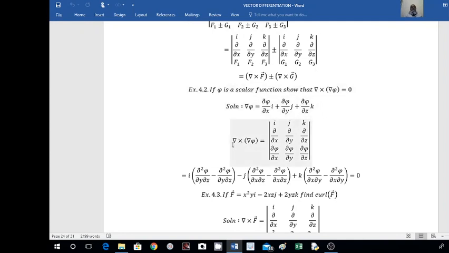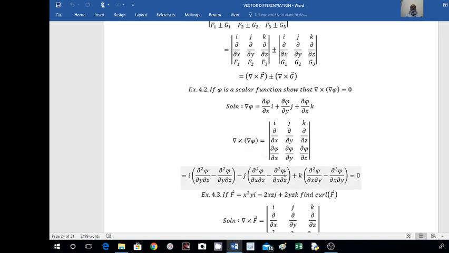That is here, del cross of del phi is equal to the determinant. First row i, j, k. Second row dou by dou x, dou by dou y, dou by dou z. And third row is nothing but the components of this del phi. That is dou phi by dou x, dou phi by dou y, dou phi by dou z.